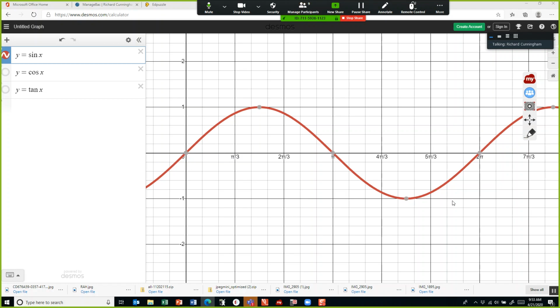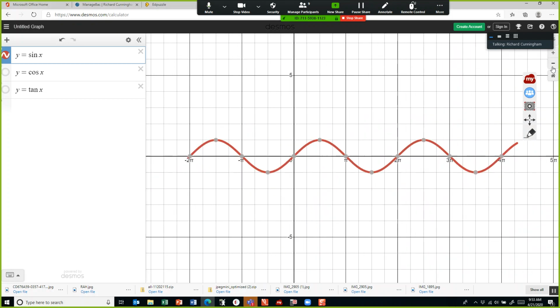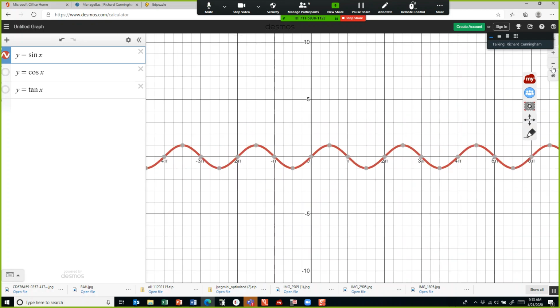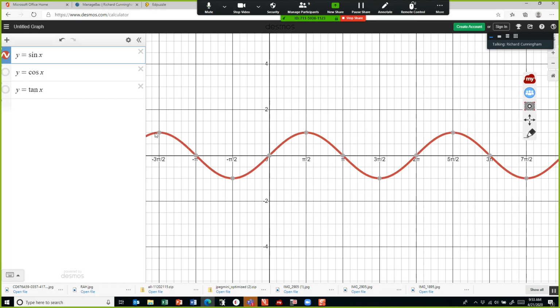I will show you the graph in degrees as well, but if I zoom out a bit, what can you tell me about this? What can you tell me about the sine curve? Any interesting points? Anything at all about sine? What do you notice about the shape of it?